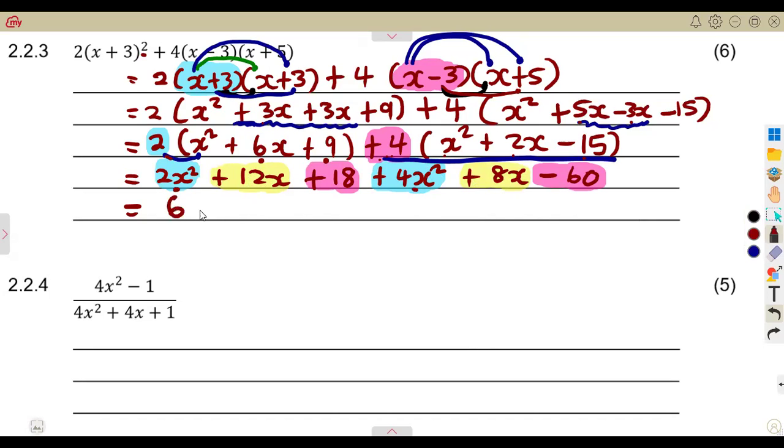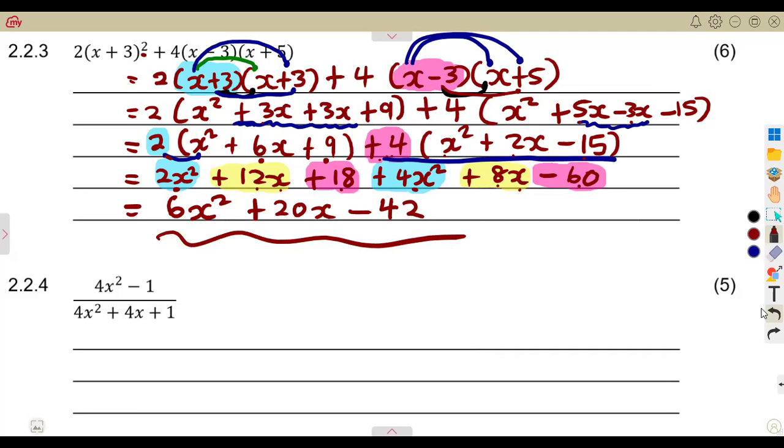This will be 2 plus 4, which is 6x squared. Then the part of x here, 12 plus 8, that is 20. So that's going to be 20x. The constants, 18 and minus 60. 18 minus 60, that's minus 42. So that's it. You're done.